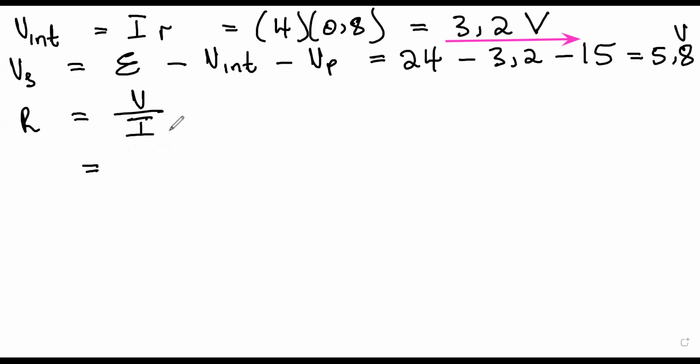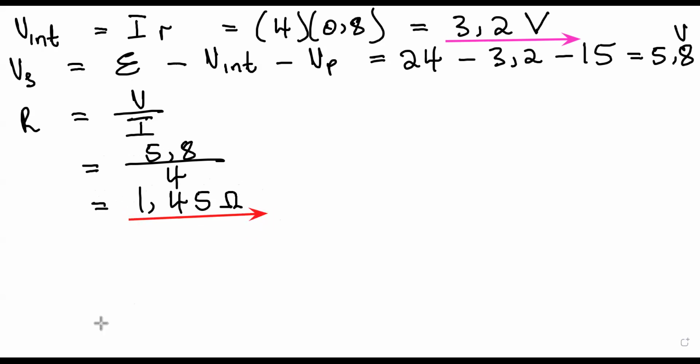And then you say we are looking for the resistance. We now know the potential difference. We also know the current. And if we divide those two together, we find that the resistance will be 1.45 ohms. So this is what we will say, and our happiness will be super complete.